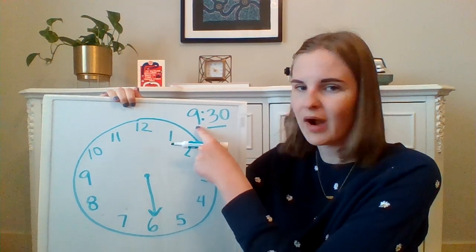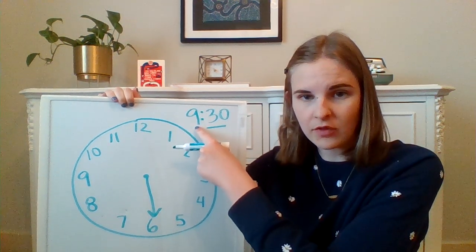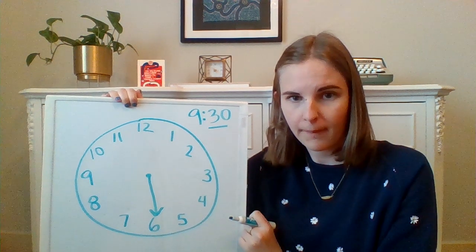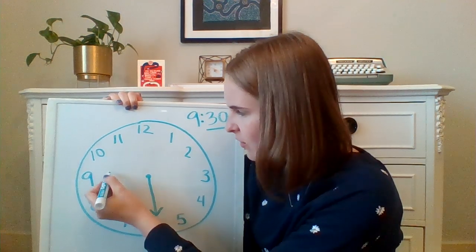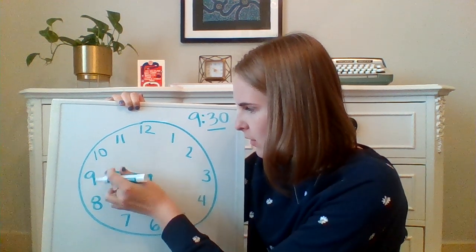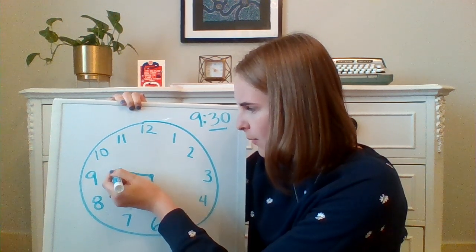Now let's go to our hour hand. Our hour hand's a bit easier. We do not need to count by fives. Look and see, is there a nine on this clock? Okay, see a nine on this clock? Our little shorter hour hand is going to point almost to the nine.